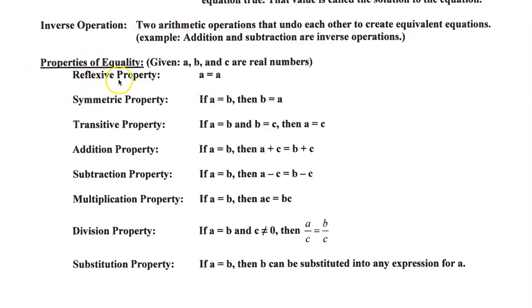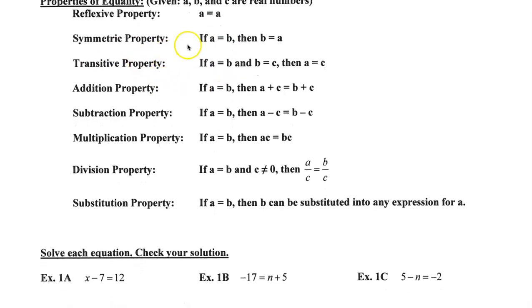So I'm going to run through them real quick. We have the reflexive property, A equals A. Symmetric property, if A equals B, then it makes sense that B would also equal A. The transitive property, if A equals B and B equals C, since these match, you go from here all the way to here, and A equals C.